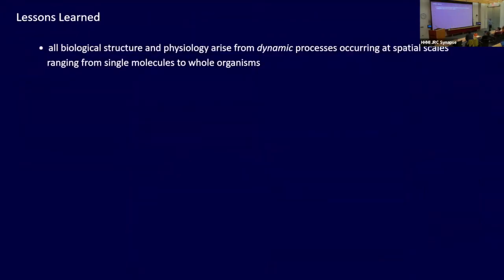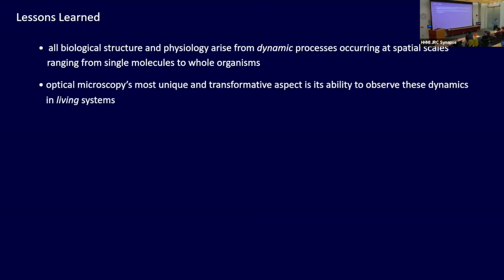So what are the lessons to be learned, after all of those things I said that I don't think we've learned much from at all, from the successes of single molecule tracking and lattice light sheet? First is that all biological structure and physiology result from dynamic processes that are occurring at spatial scales from single molecules to whole organisms. There's multiple levels of emergence leading to us. The second is that optical microscopy's unique and transformative aspect is its ability to observe these dynamics in living systems. Nothing else can do that, okay? You can't get high resolution by any other means dynamically.